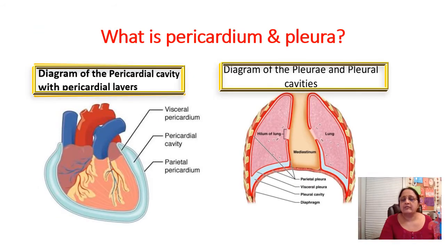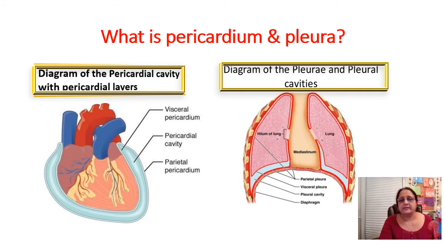So let me clarify what are these pericardium and pleura by showing in these pictures. So first one is heart. So inside, the whole area is the heart, and outside the layer is nothing but pericardium. But if you see here, there are two layers being seen. The pericardium is divided into two layers. Outer is parietal pericardium and inner is visceral pericardium. And the gap between these two is nothing but pericardial cavity that is filled with fluid so that it protects the heart.